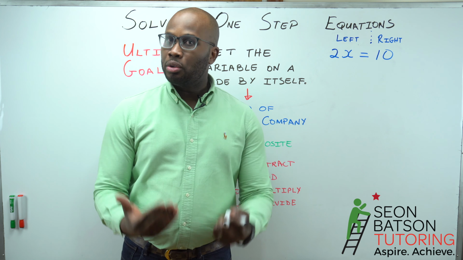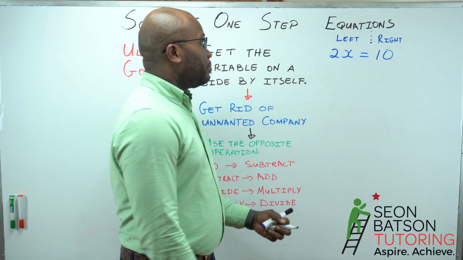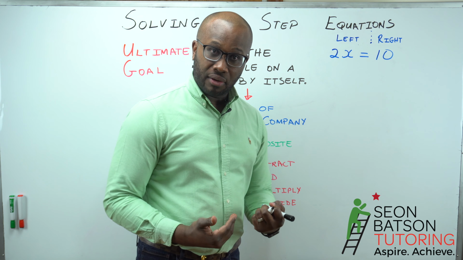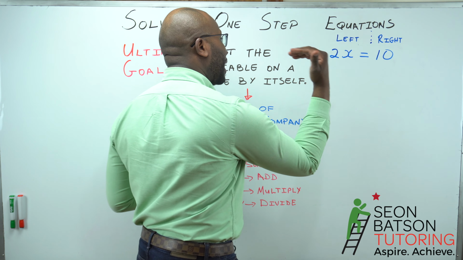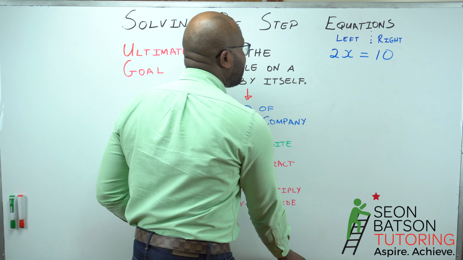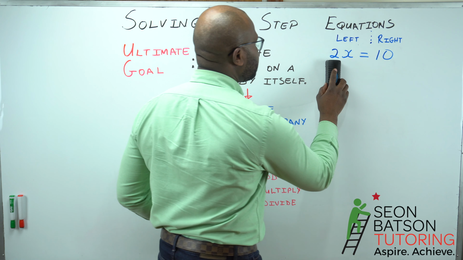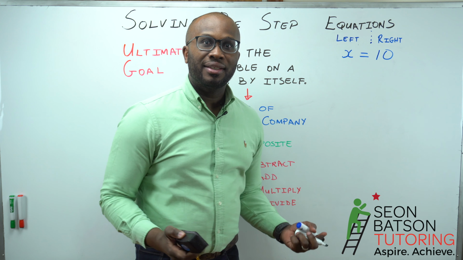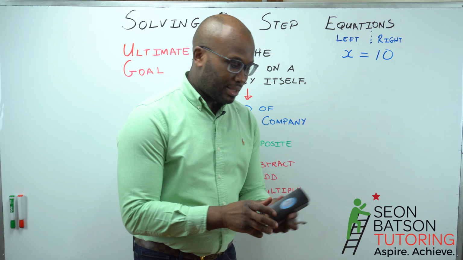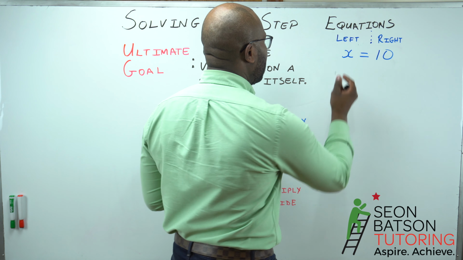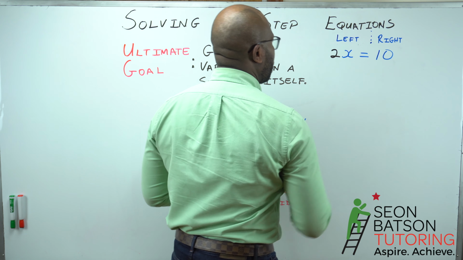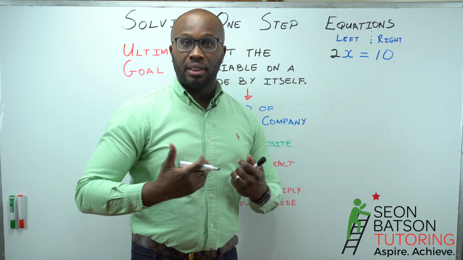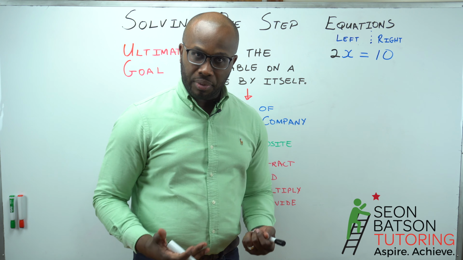Again, our ultimate goal will be to get the x on the left side by itself. Now, to get the x by itself, we will have to get rid of the 2. See that? If I get rid of the 2, the x will be on the left side by itself. Now, how do I get rid of the 2? Remember, we use the opposite operation to get rid of the unwanted company.